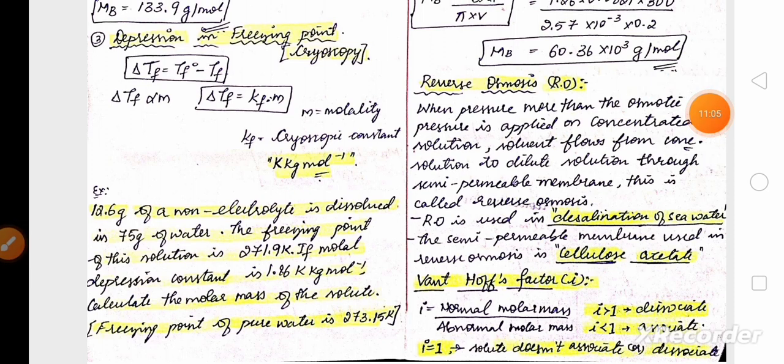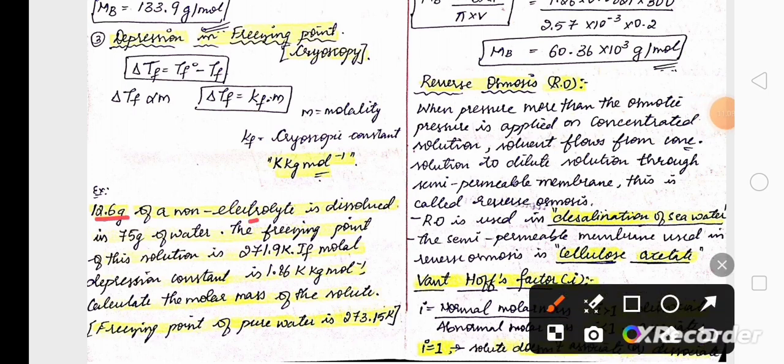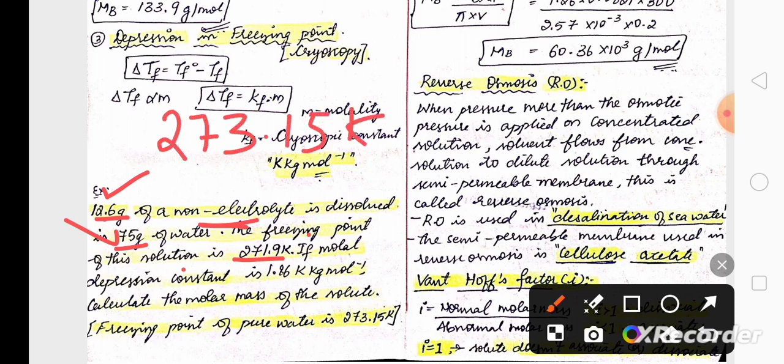So we have a numerical: 12.6 grams of non-volatile non-electrolyte dissolved in 75 grams of water. So 12.6 is the mass of solute and 75 grams is the mass of solvent. The freezing point of this solution is 271.9. The freezing point of water we know is 0 degree or 273.15 Kelvin. It is the freezing point of pure solvent, pure water, Tf naught. So after dissolving 12.6 grams of a non-electrolyte, the freezing point has been reduced from 273 to 271.9.